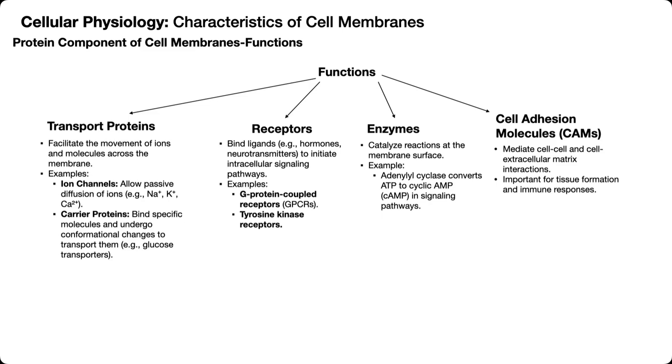All right, we also have receptors. Think of these as like messenger stations. Little messenger stations on the cell wall that are going to receive signals, which are called ligands, from the outside, and they're going to relay that information to the inside of the cell. It's like little messengers.